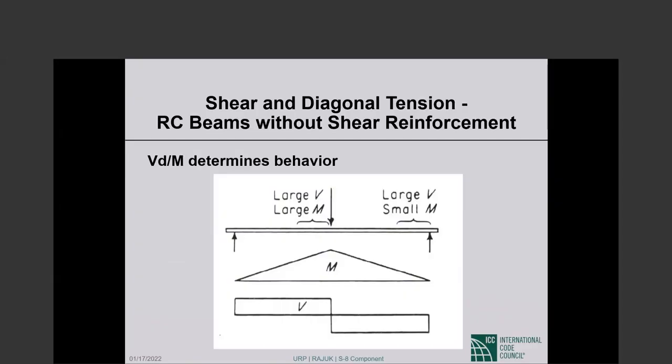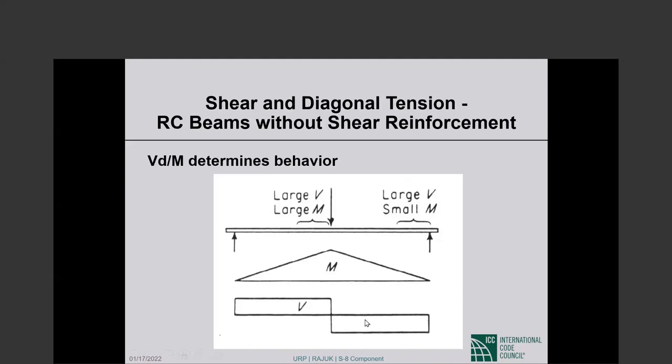Okay, now a few things that are good to appreciate. Typically the ratio V D over M, where V is the shear, M is the corresponding moment at the section, and D is the effective depth. It's a unitless number, a non-dimensional quantity. And V D over M tells you about how a beam is going to behave. At least there are some indications as to how it will behave if you look at the V D over M ratio.